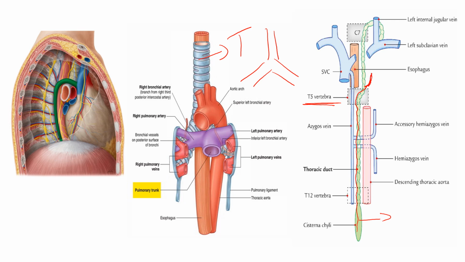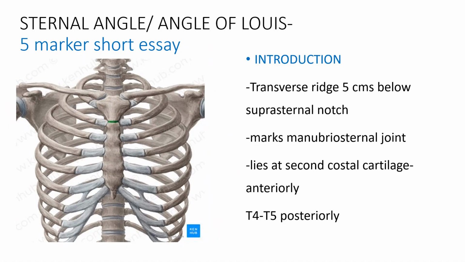Another important thing is what you're seeing in green color is the azygos vein. This vein arches over the root of the right lung at the sternal angle. Now, these are the points which are most expected for this question.